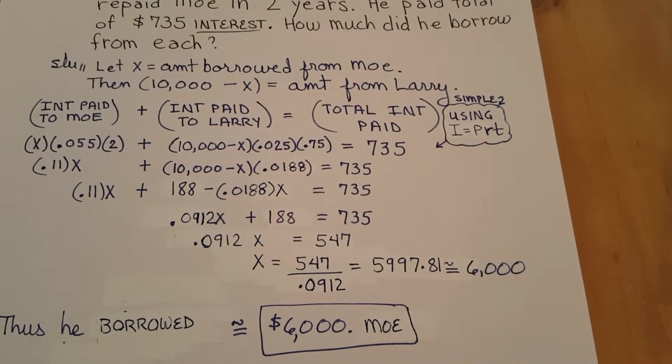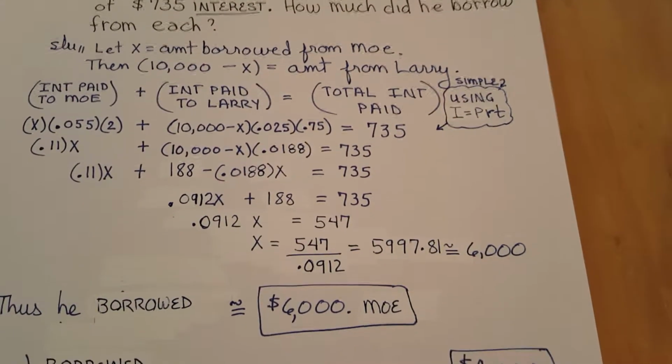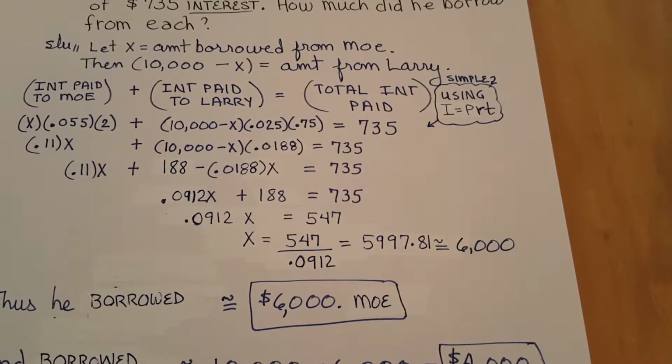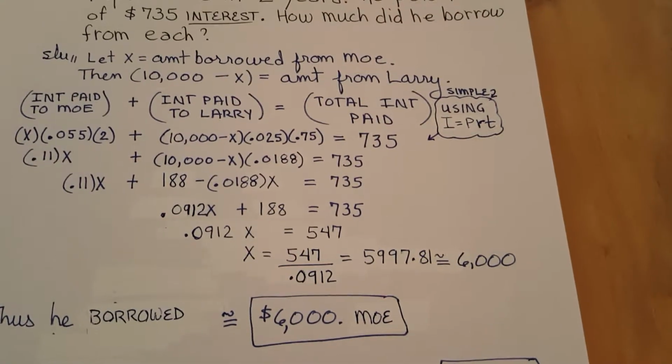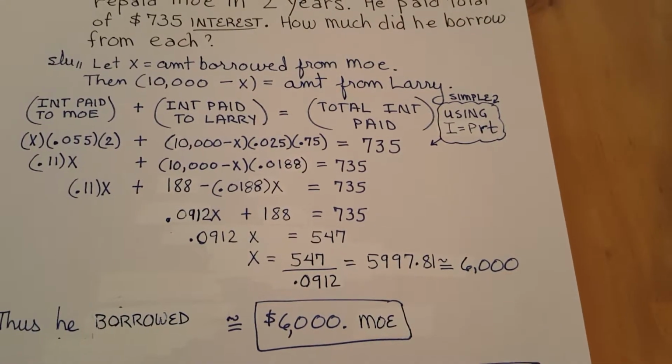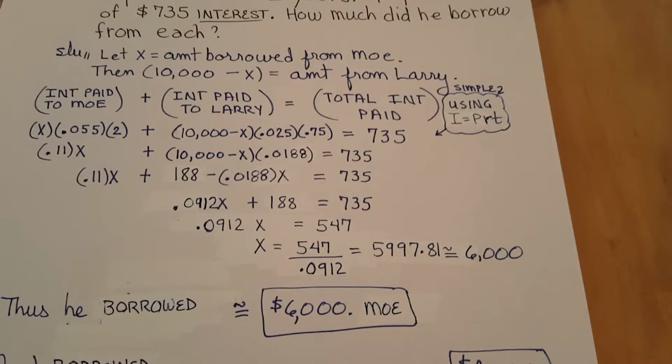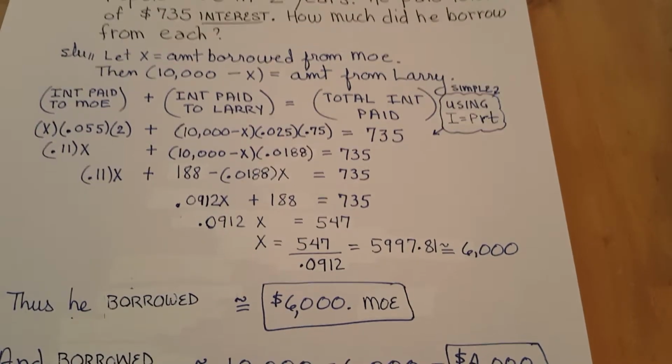And then we add to that the interest he paid to Larry. $10,000 minus x was the amount that he borrowed, times the interest rate in decimal form, 0.025, times the amount of years borrowed, 0.75. And together those have to equal the total interest paid, which they told us was $735.